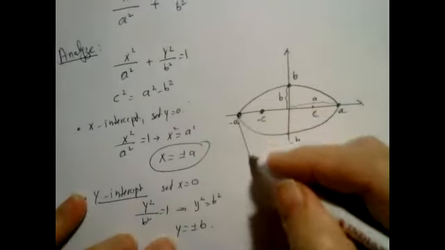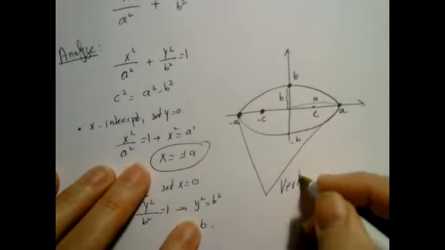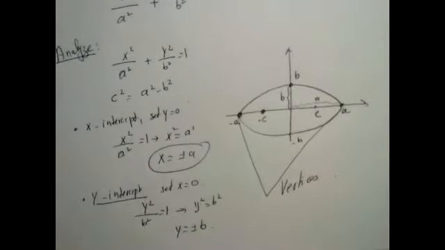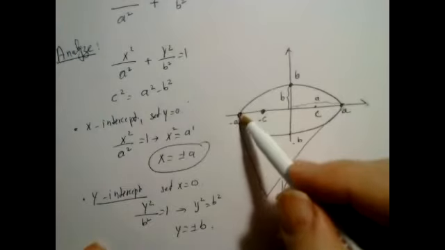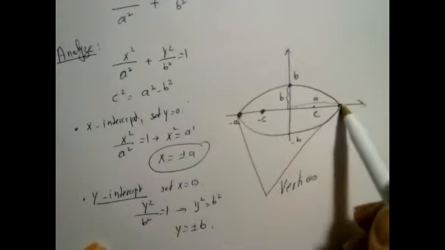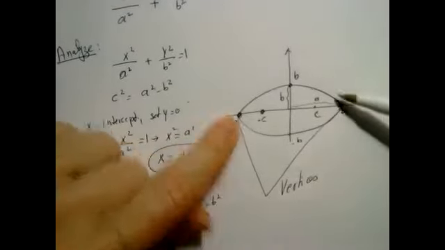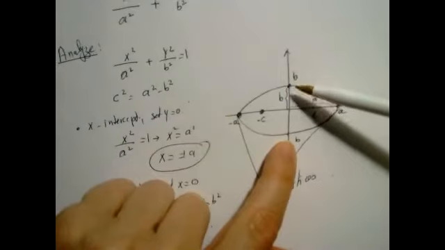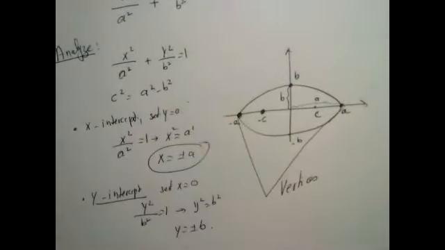Now minus a and a are called vertices. We gave those a name, and we call them vertices. And the line connecting those two vertices will be called the major axis. Now, minus a and a are called vertices, not minus b and b. So those called the vertices are the ones right here on the x-axis.